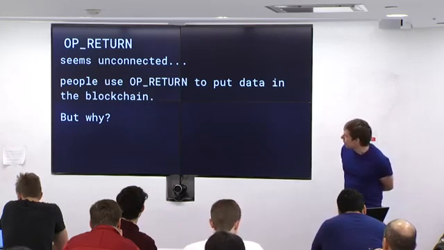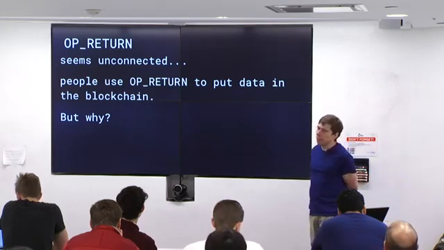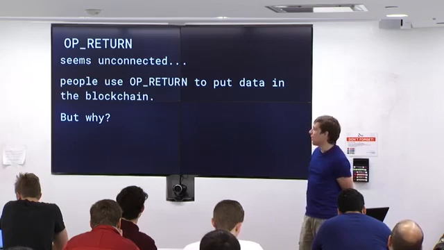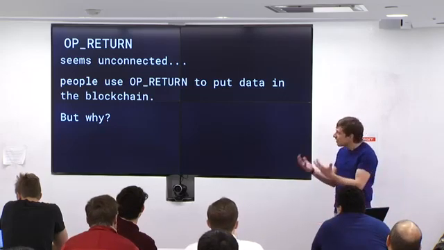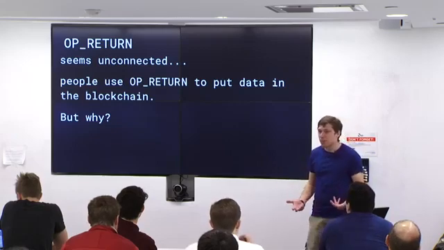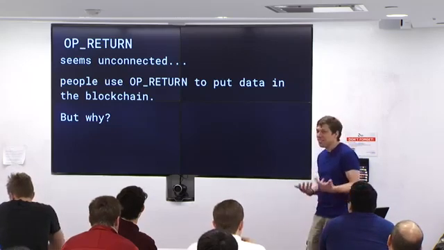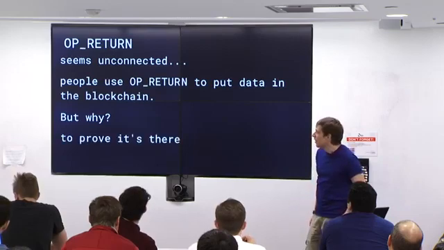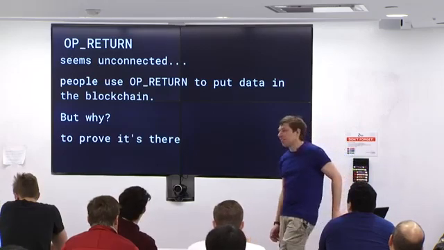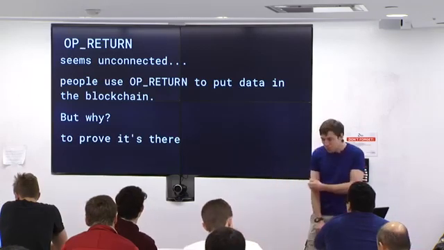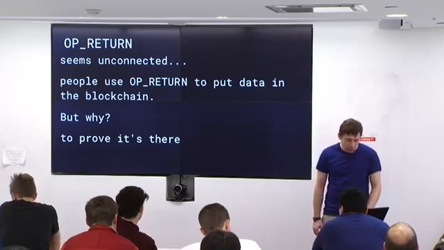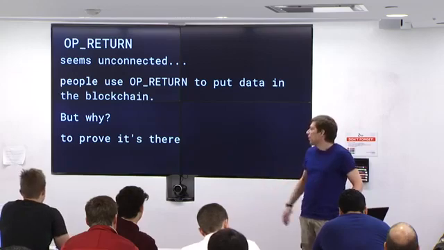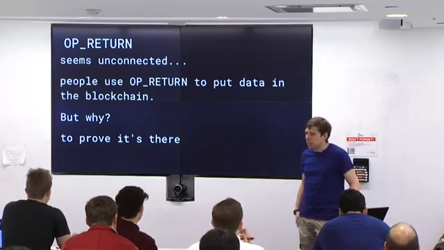So people use OP_RETURN to put data into the blockchain. Why do people do this? You can't spend it, you can't do anything with this data, but why do people do this? It's kind of cool, right? To prove it's there. You want to put some data in, and you just want to say, hey, I thought of this first, so I'm making a patent. Whatever. You put data.